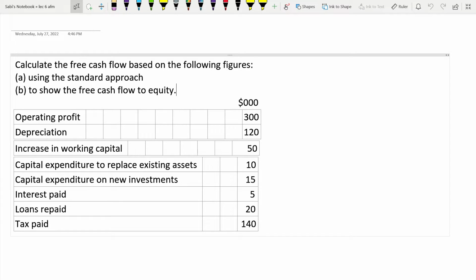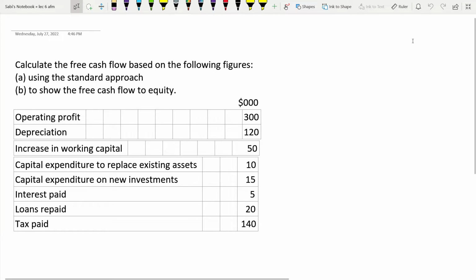So now let us do a question on free cash flow and free cash flow to equity. Here you have been given operating profit, depreciation, increase in working capital, capital expenditure to replace existing assets and new investment, interest paid, loan repaid, and tax paid. This is a pretty easy question. Part A, use the standard approach. Part B, show the free cash flow to equity. Standard approach means free cash flow they are asking.